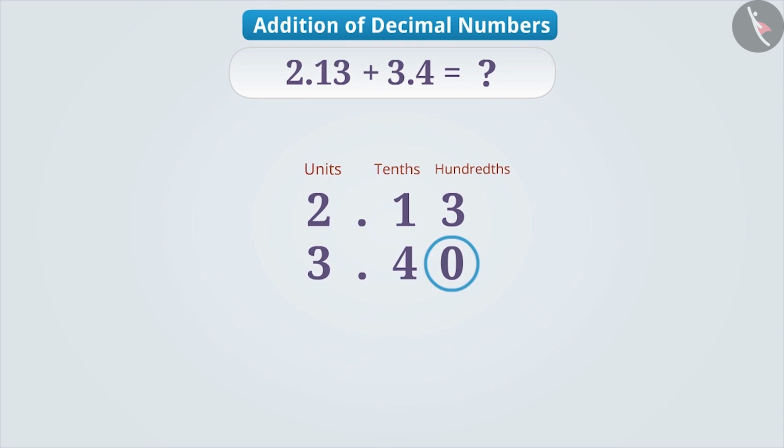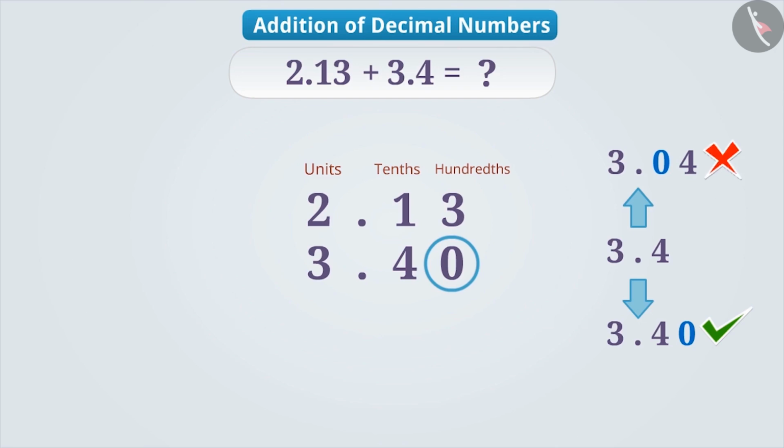Writing 0 makes no change in the value of the number, but by doing so, the number of digits after the decimal points becomes equal. This helps in performing the addition operation. Always remember that. It is correct to add 0 after a non-zero digit in the decimal number, and it is incorrect to add 0 before the non-zero digit after the decimal point, because this changes the value of numbers.